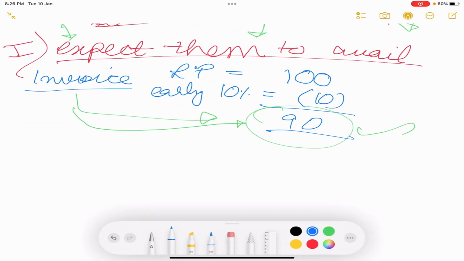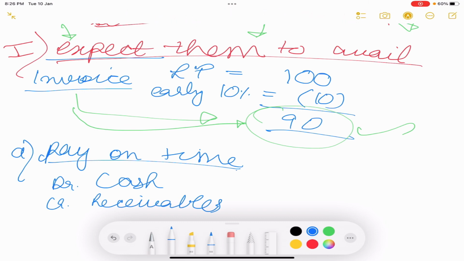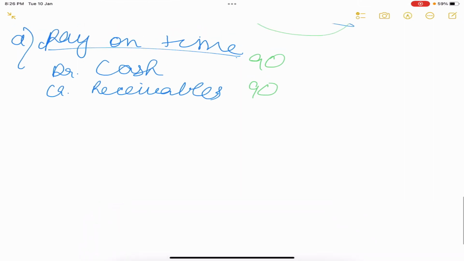Now there will be two cases inside the expected. The first case is we expected them to avail the discount and they have availed the discount and they have paid on time. Then what will the journal entry be? Nothing, it's just going to be normal. Debit cash, credit receivables, a normal thing, and since they paid on time, they have availed my discount just how I had expected. So my invoice was 90 and I will be receiving also 90. Clear? You recall all this? I'm not getting into the detail of it because I have already discussed this.